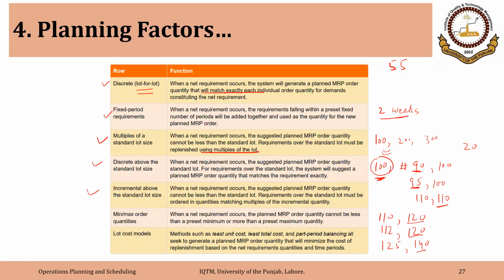And another possibility is to use min-max order quantities. So in min-max, we have a certain minimum quantity and a certain maximum quantity. So you will make sure that the quantity of that item does not fall below 50, but does not exceed 200. So these are different possibilities of lot sizes that you can use.